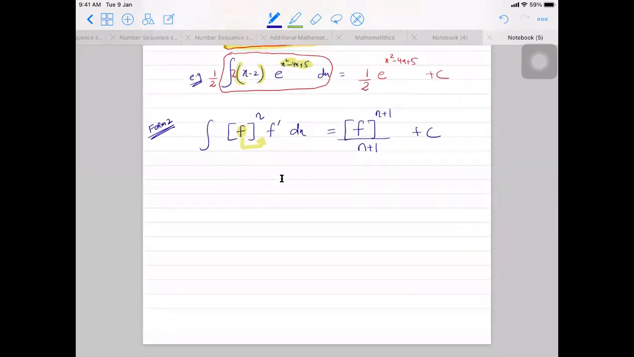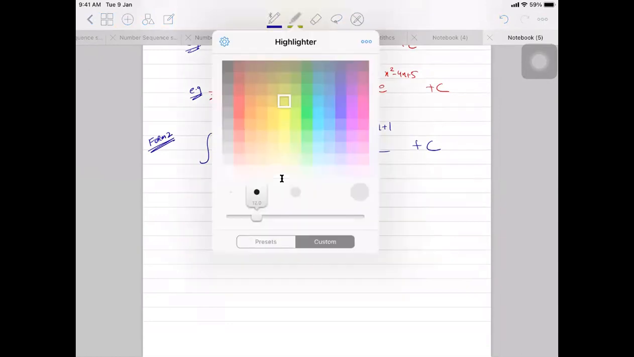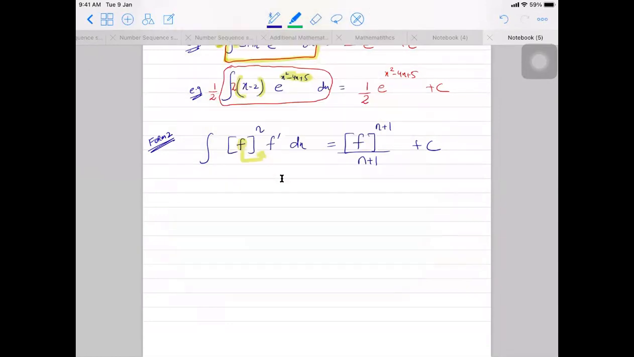I'm going to repeat the statement. If I am being asked to integrate a function that is raised to some power, and I can see the function's derivative as a product, then the integration of such an expression is simply going to be the function inside the bracket, with the power raised by 1, so n plus 1, divided by the new power n plus 1, plus c. For example, cos x times sine cube x integration.